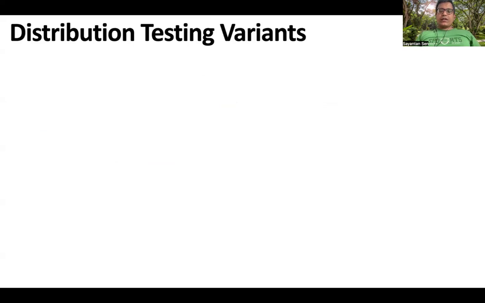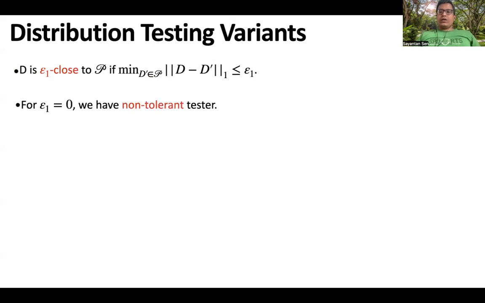So let us start with some variants of distribution testing. First of all, a distribution D is close to the property if the L1 distance between the distribution and the property is small. Similarly, we can also define farness from a property. When epsilon 1 is equal to 0, meaning we want to distinguish whether this unknown distribution exactly has the property or is far from the property, it is called non-tolerant testing, and the associated algorithm is called a non-tolerant tester. And for arbitrary epsilon 1 and epsilon 2, this is called tolerant testing.